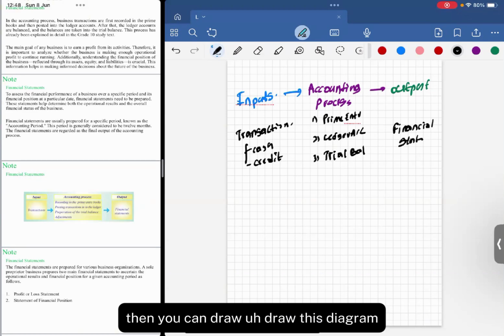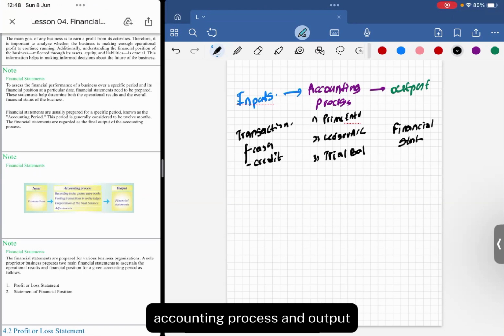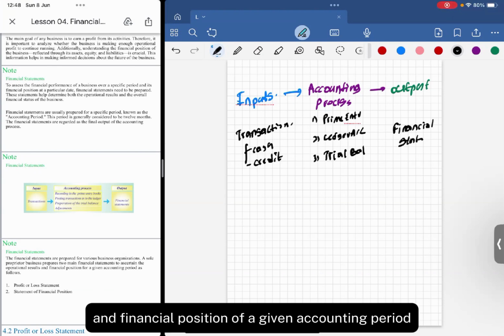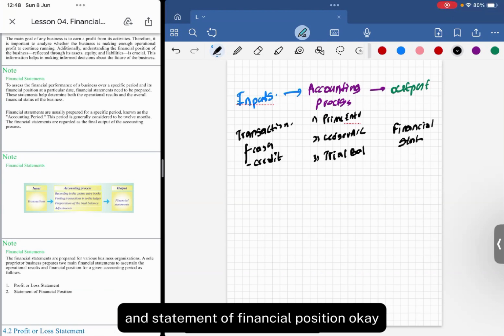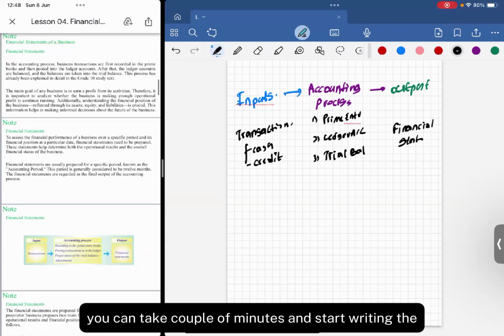Then you can draw this diagram. Input, accounting process, and output, and then the financial statements are prepared for various business organizations. A sole proprietor business prepares two financial statements to ascertain the operational result and financial position of a given accounting period as follows. They are profit or loss statement and statement of financial position. Okay, so you can take a couple of minutes and start writing the note.